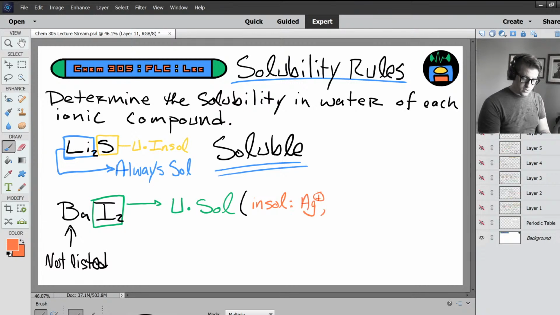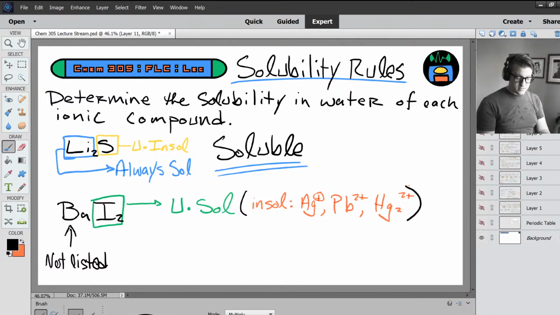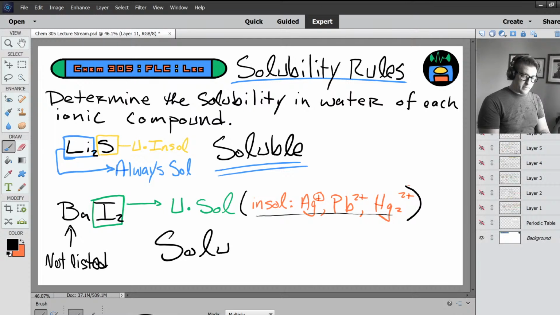Right, silver, lead 2, or mercury 1. Because barium is not on this list, right? Barium is not any of these. So that means that this is soluble. If barium had been on the list of the exceptions for our usually soluble ions, it would be insoluble, but since it's not on the list, it's soluble. All right?